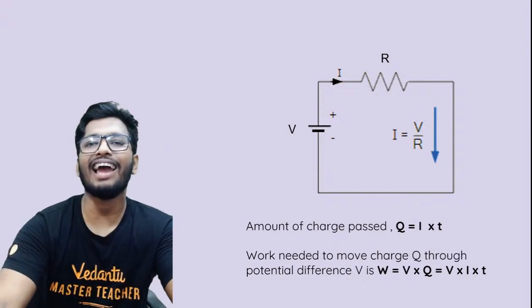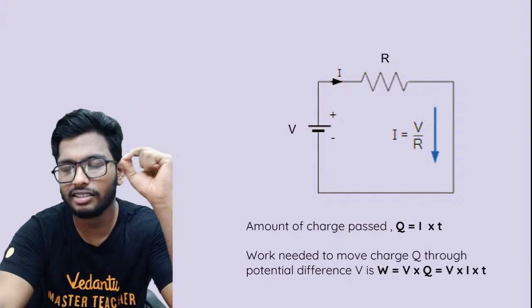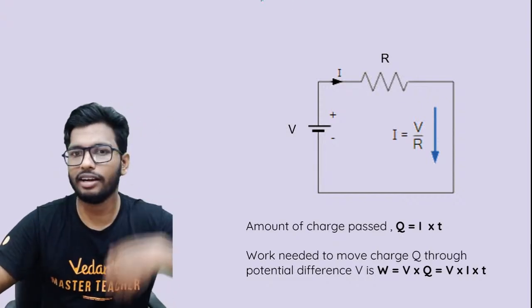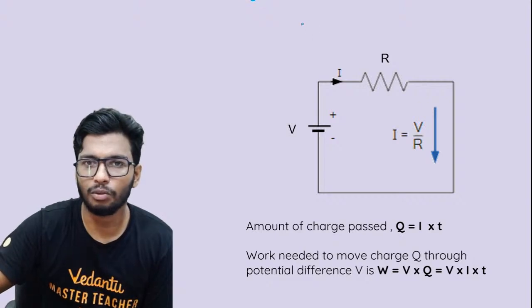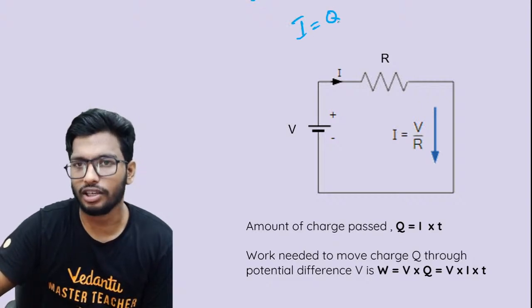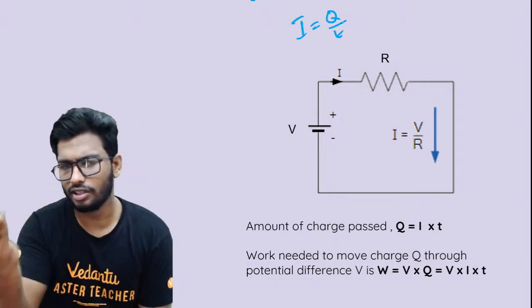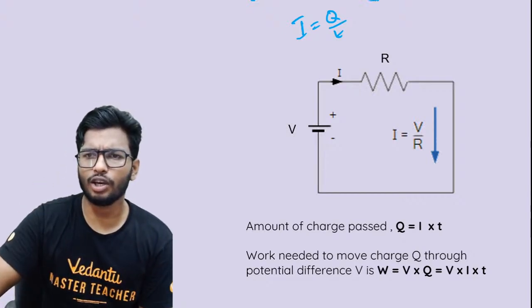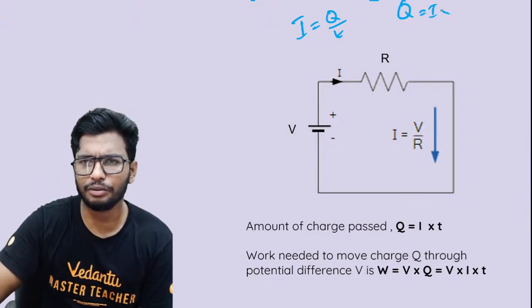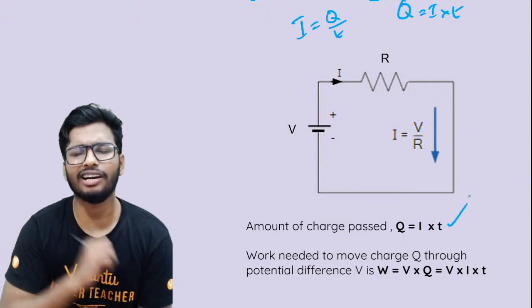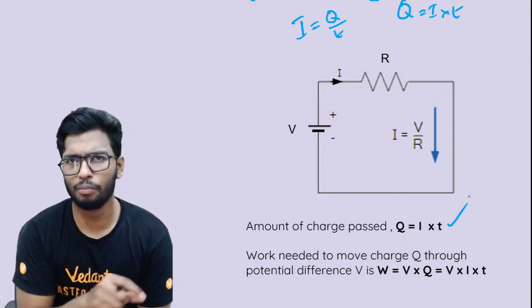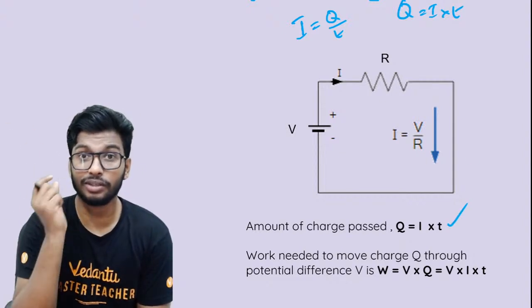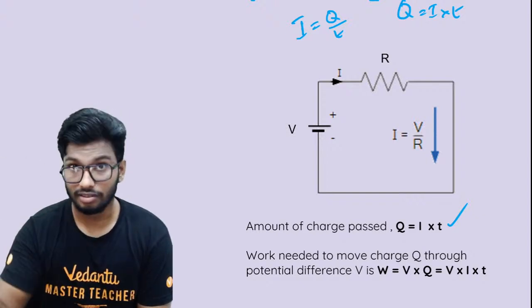If I go back to the basic stuff that I've already learned, we know that current is the rate of flow of charge. That is nothing but Q by T, where Q is charge and T is the time taken. Rearranging the equation, Q is equal to I into T. So this is the amount of charge passing through a point, and when I say charge, I'm talking about charged particles, electrons.